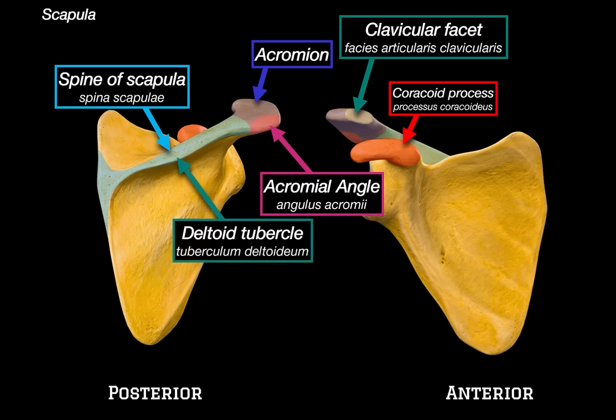Another anatomical structure is just below the spine at the lateral edge. You will find the deltoid tubercle. This serves as a site where the deltoid muscle originates.